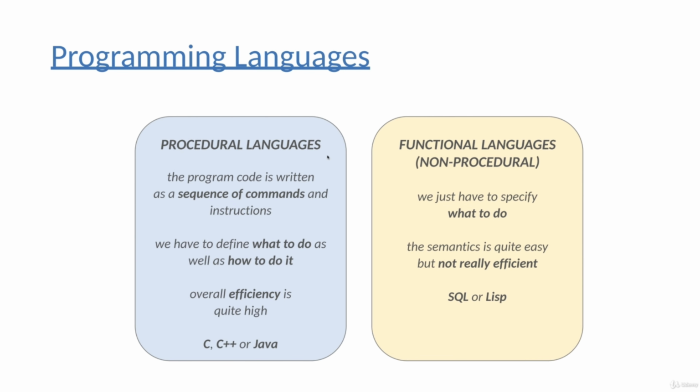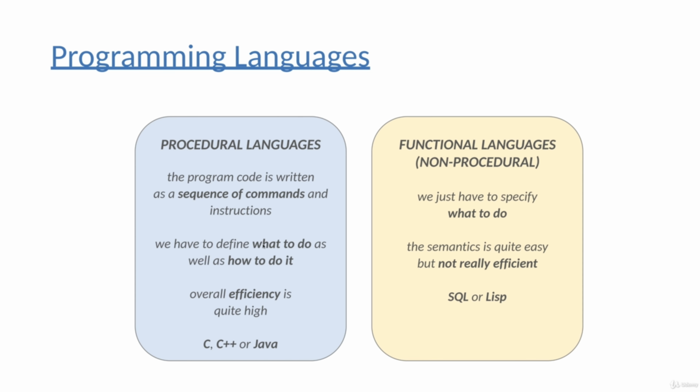As far as procedural languages are concerned, such as C, C++, and Java, the program code is written as a sequence of commands and instructions. I'm not sure whether you are familiar with programming languages such as Java, but we can create given variables, for example, variable x, then another variable y, and we can execute given operations in a sequential manner. So for example, we can multiply these values, so x times y, and then we can print out the result. So Java is a typical procedural language where the program is written as a sequence of commands.